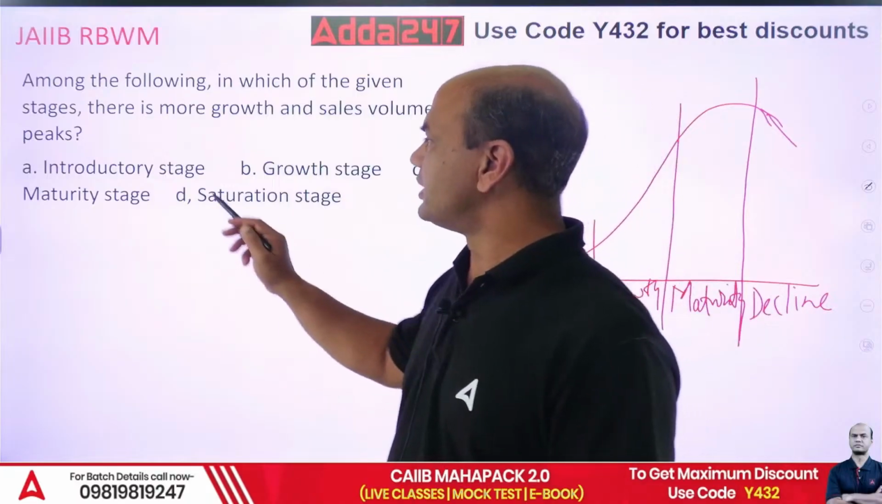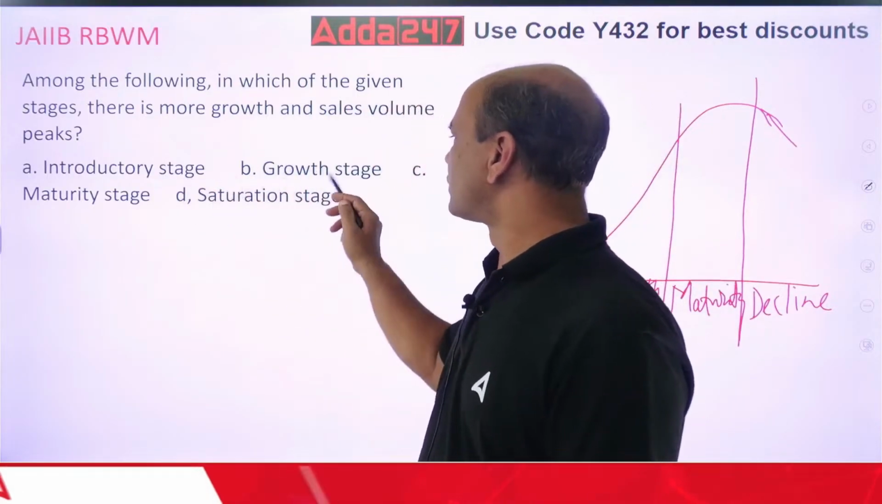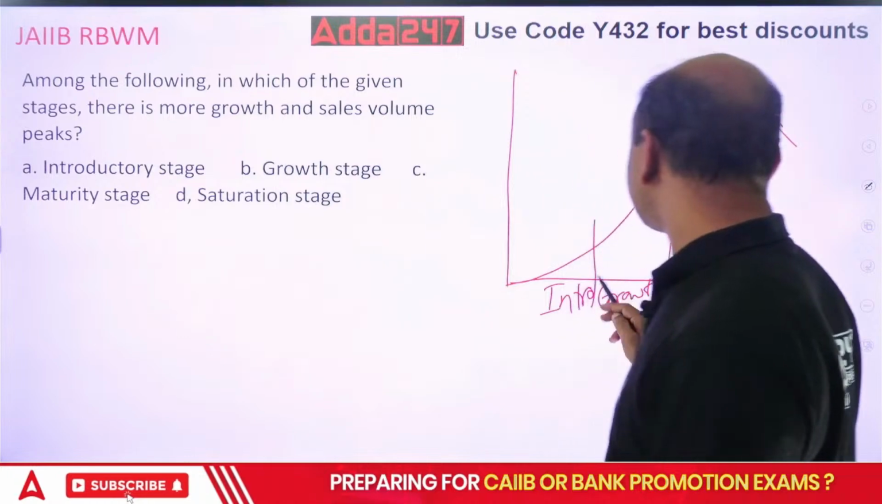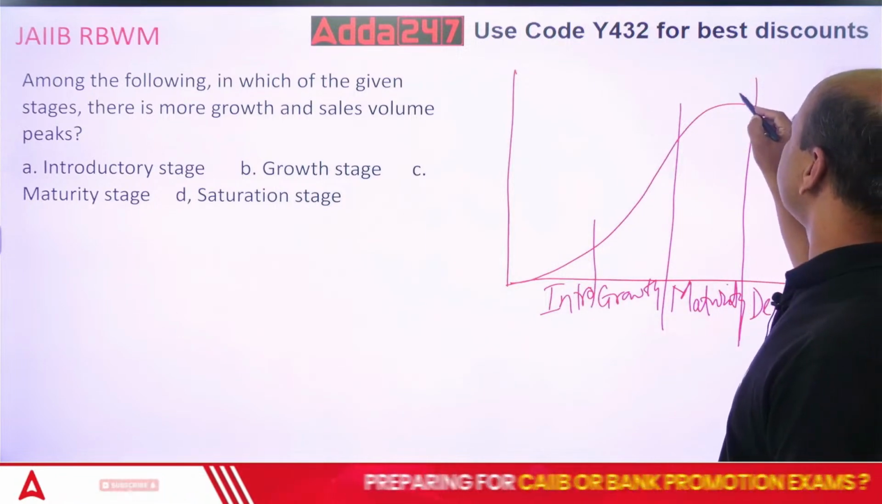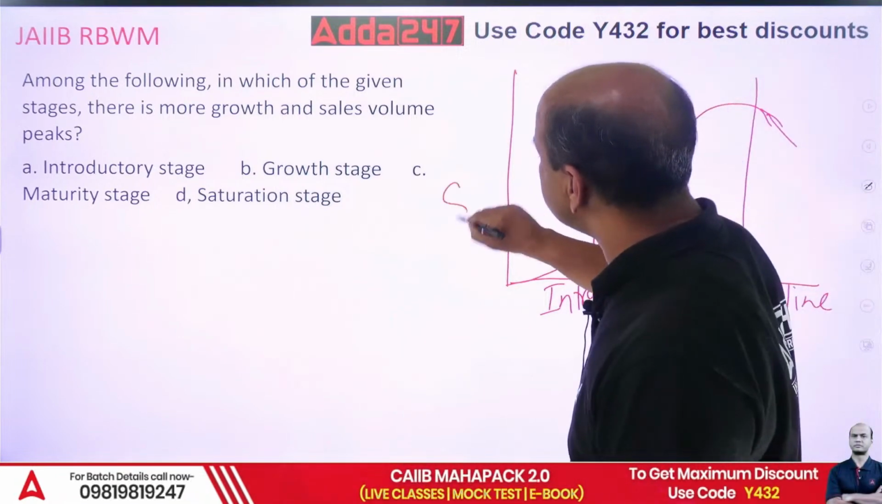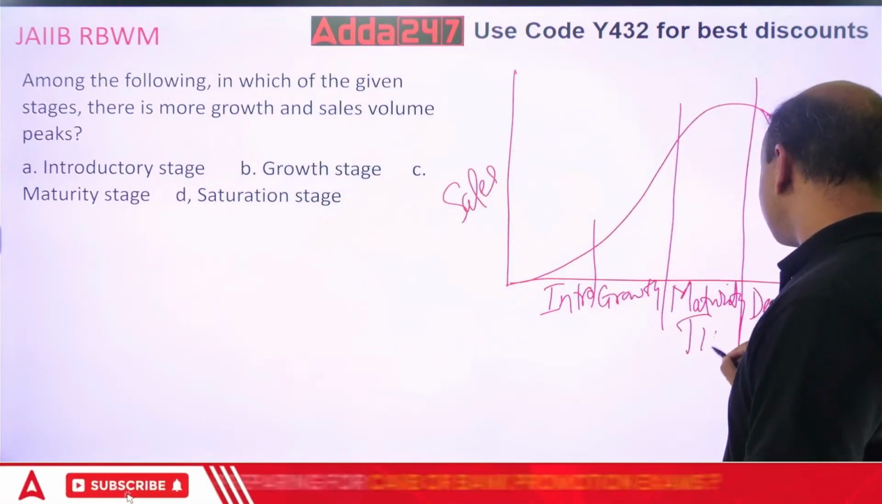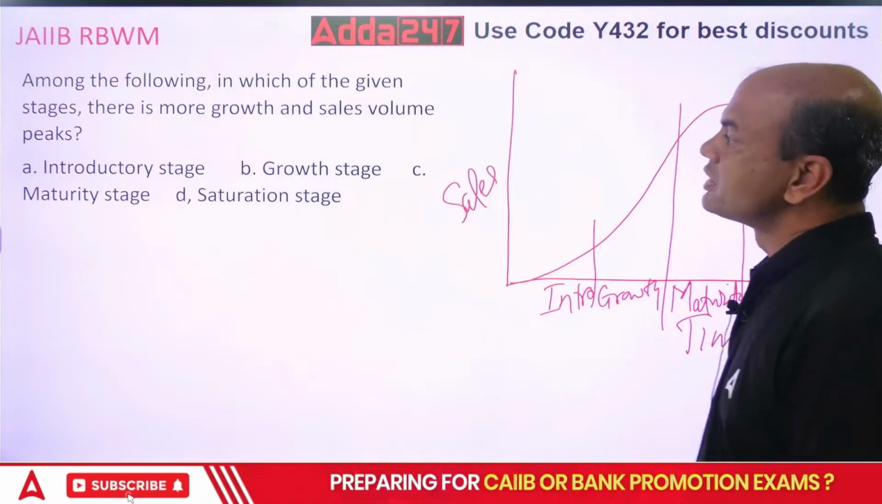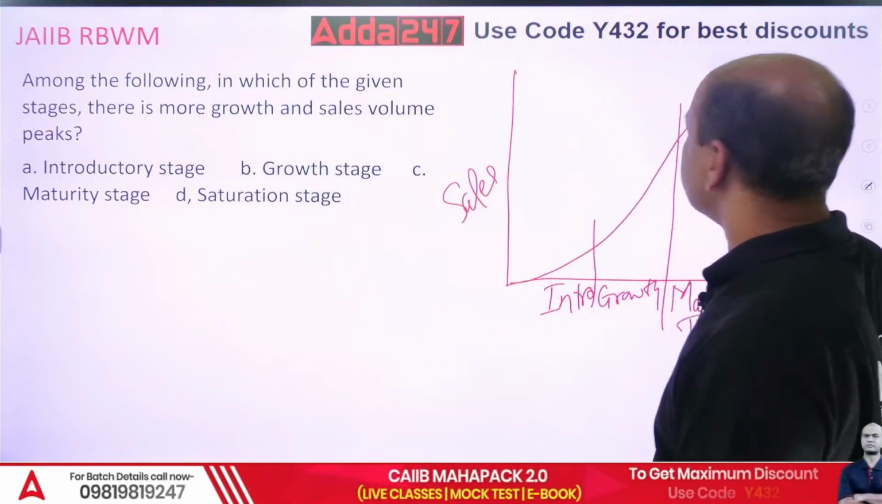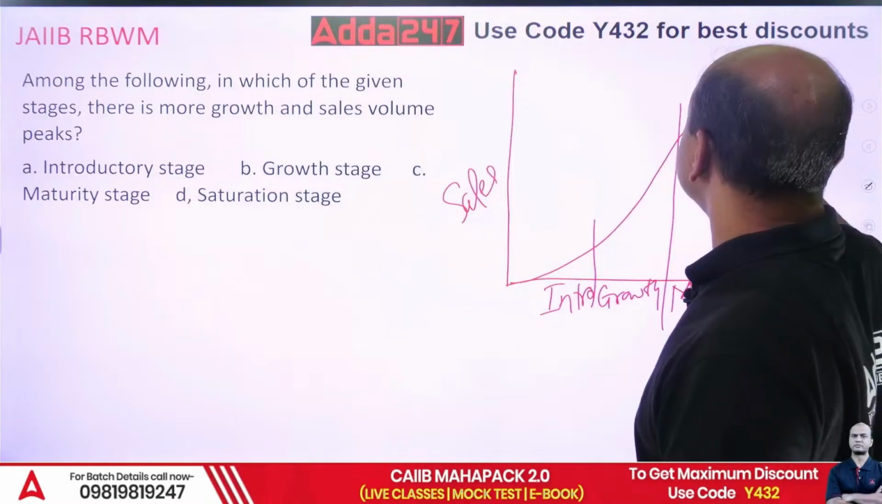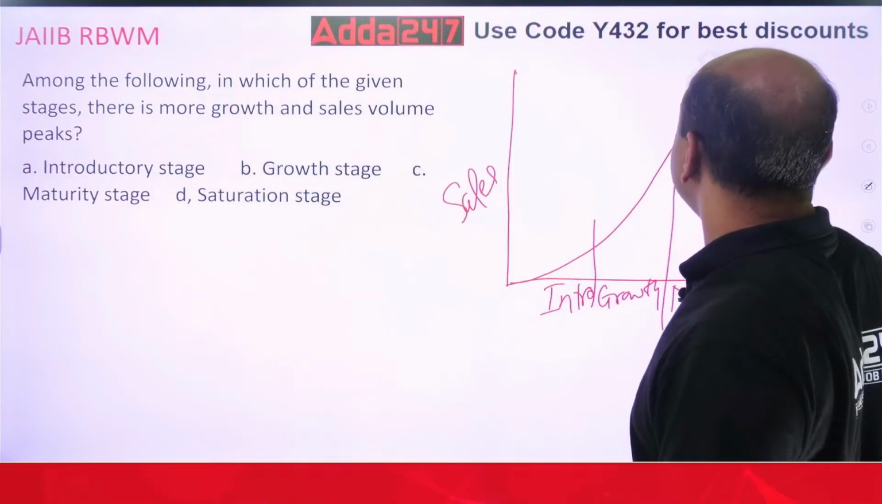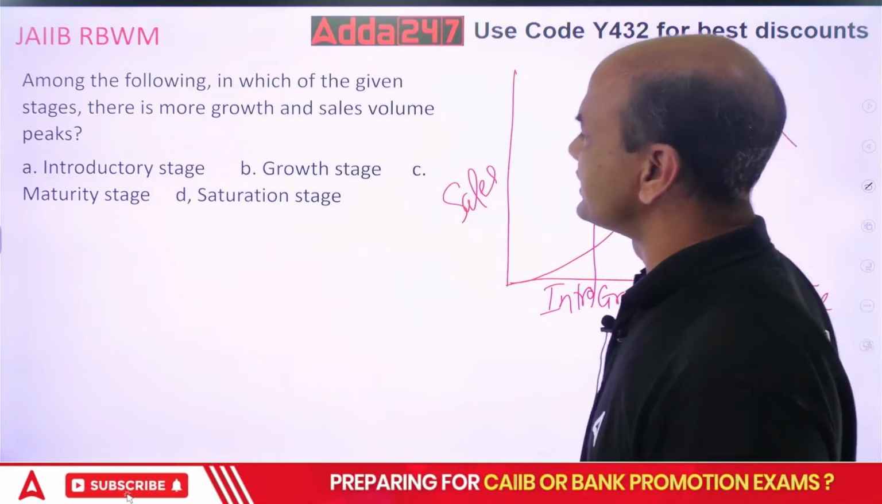Now only three remain: introduction, growth, and maturity. Where is the maximum? See, this is all sales versus time. So sales, more growth. Maximum, there is more growth and sales volume peaks. See, sales volume is peaking in this phase. So it is maturity phase.